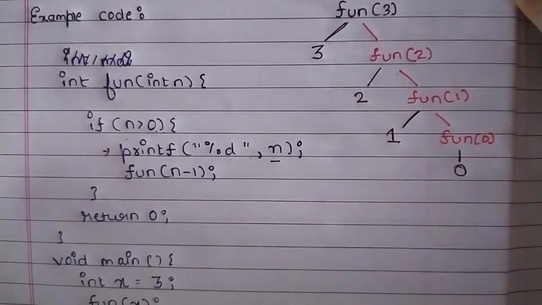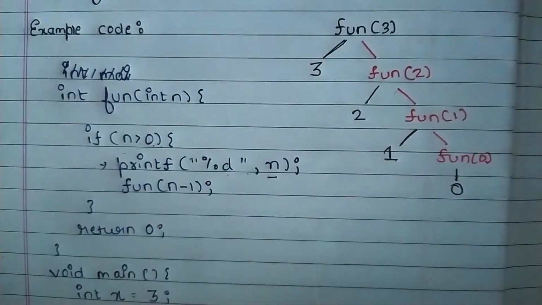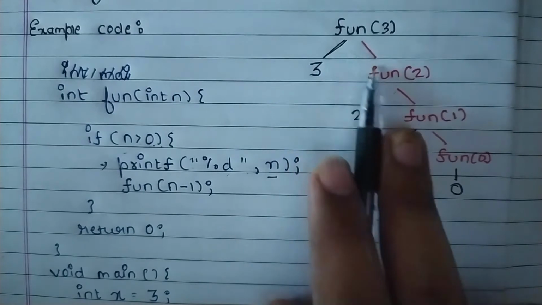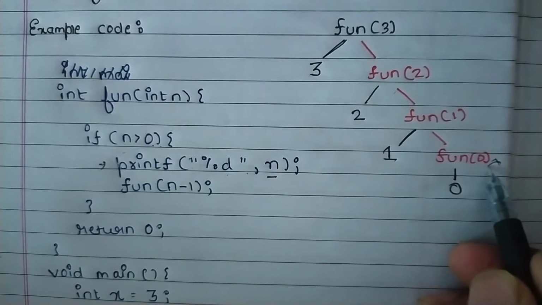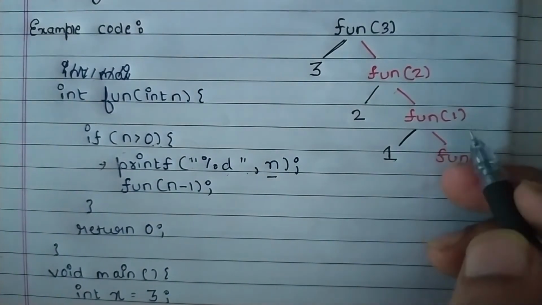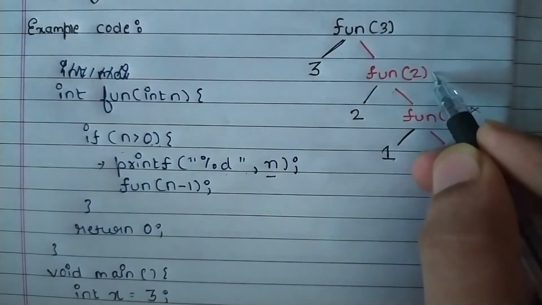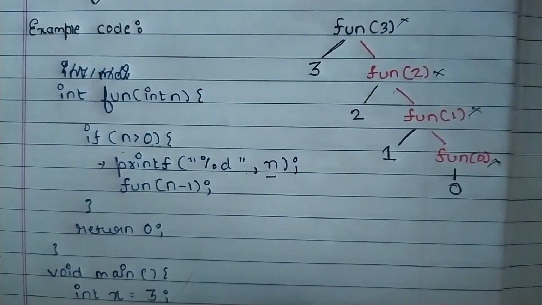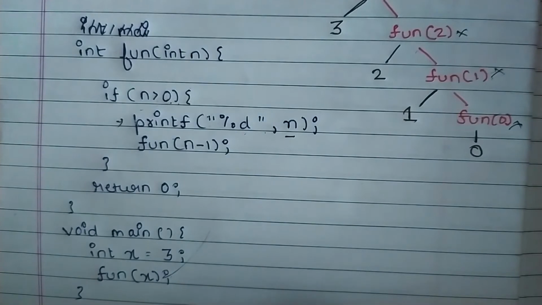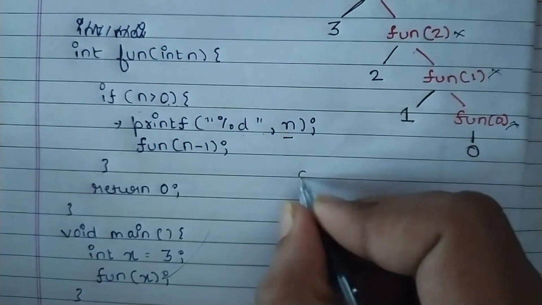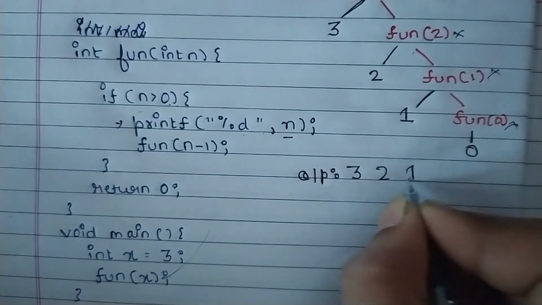Now again in recursion, as I told before, it has two phases, ascending as well as descending phase. So this is the ascending phase. Now after this it will terminate function 0, then it goes back and checks if anything else remains, then it will terminate, then it goes back, it will terminate, then it goes back to main, and main will terminate. So our output becomes 3, then 2, then 1.